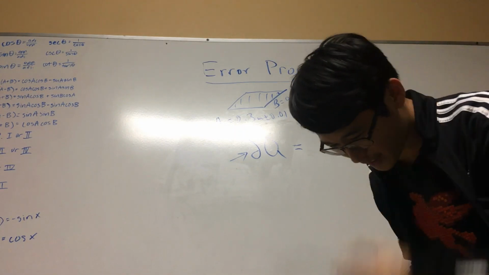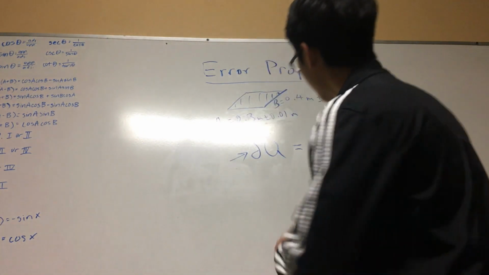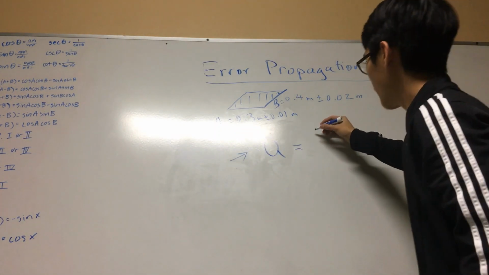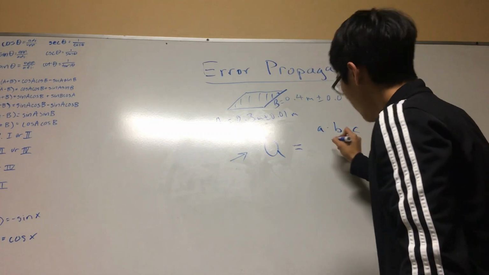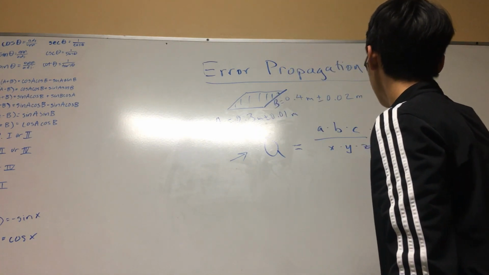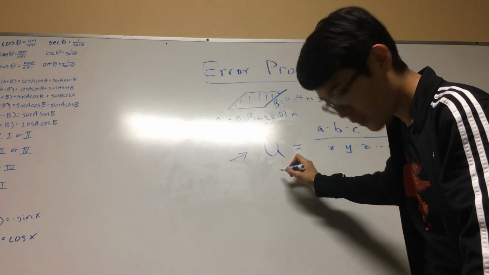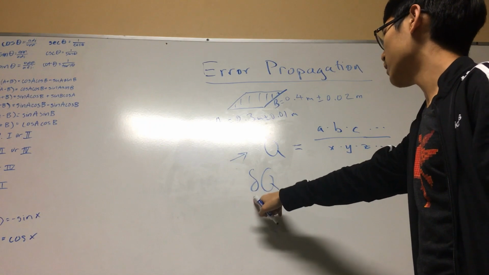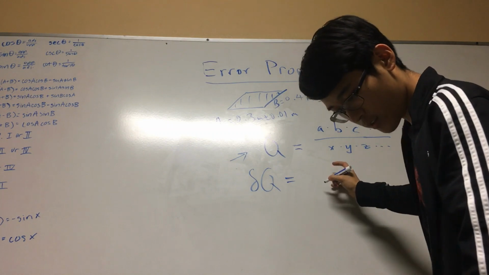Okay, the equation for multiplying or dividing. Say some value Q, some number after you multiply or divide, is equal to, just say, A times B times C over X times Y times Z. It can go on for as long as it wants. Okay, and what does this mean right here? The uncertainty, the error in Q after you do this calculation, is going to be this formula.